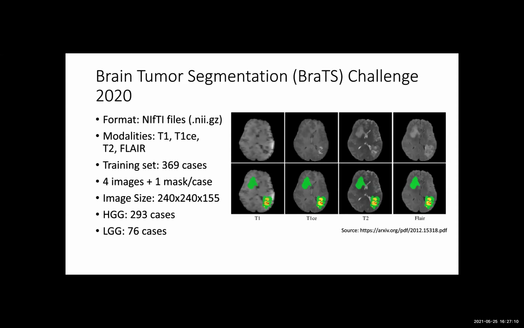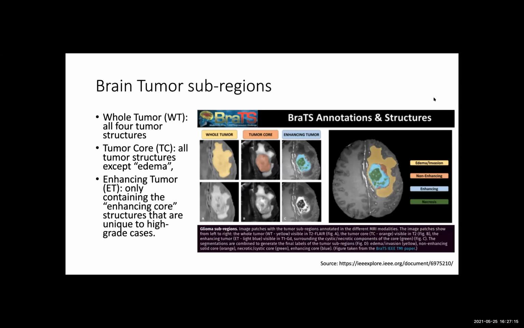And you can see different images from the data set. Also in this data set, the mask does not consist of only one tumor region, but has 3 subregions, and each of the regions consists of different tumor structures. For example, the whole tumor consists of all structures, while the tumor core has the other structures besides the invasion. It does not contain the invasion.